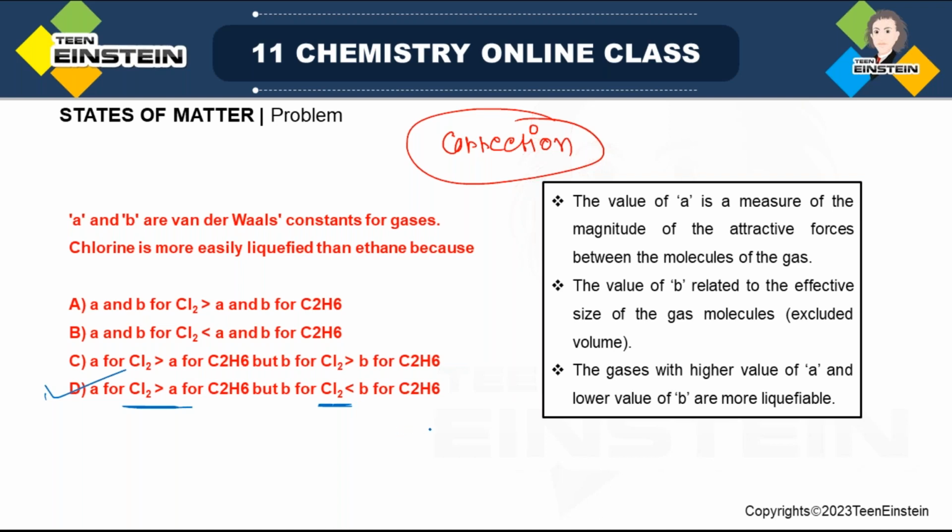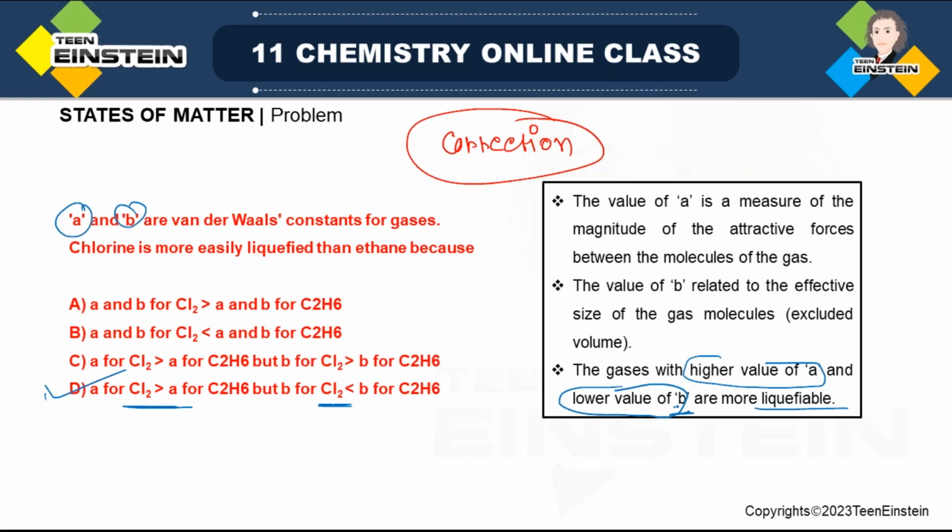So when we decide between two gases or three gases in which case liquefaction will be easier, we just have to check the A value and B value. So remember, the higher the value of A and the lower the value of B, the more easily it will be liquefied, because B is basically the total volume of all the gas particles.